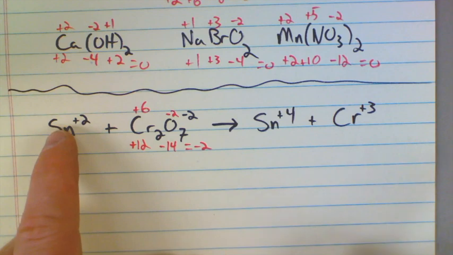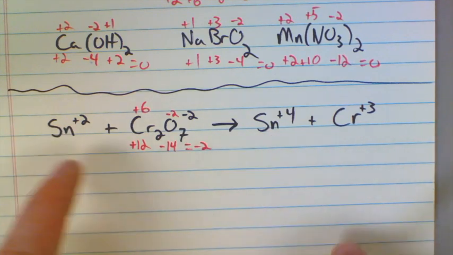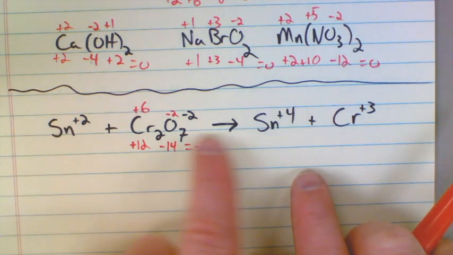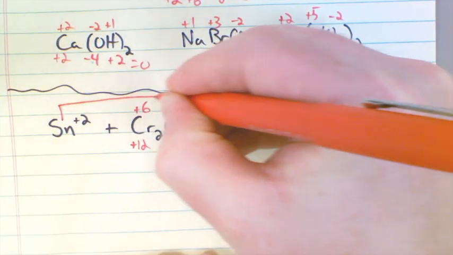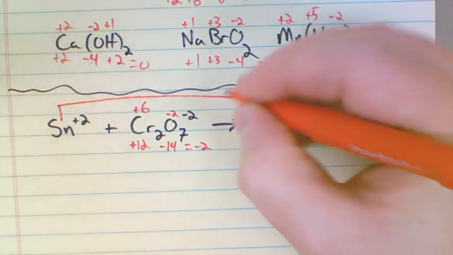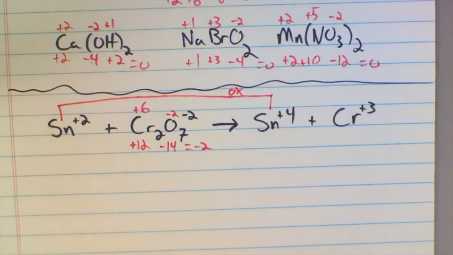Yeah, its number is going up. So it's losing electrons, making it more positive because our electrons are negative. So right here, I like to connect a little line, a little ox next to it to indicate this is the oxidation.